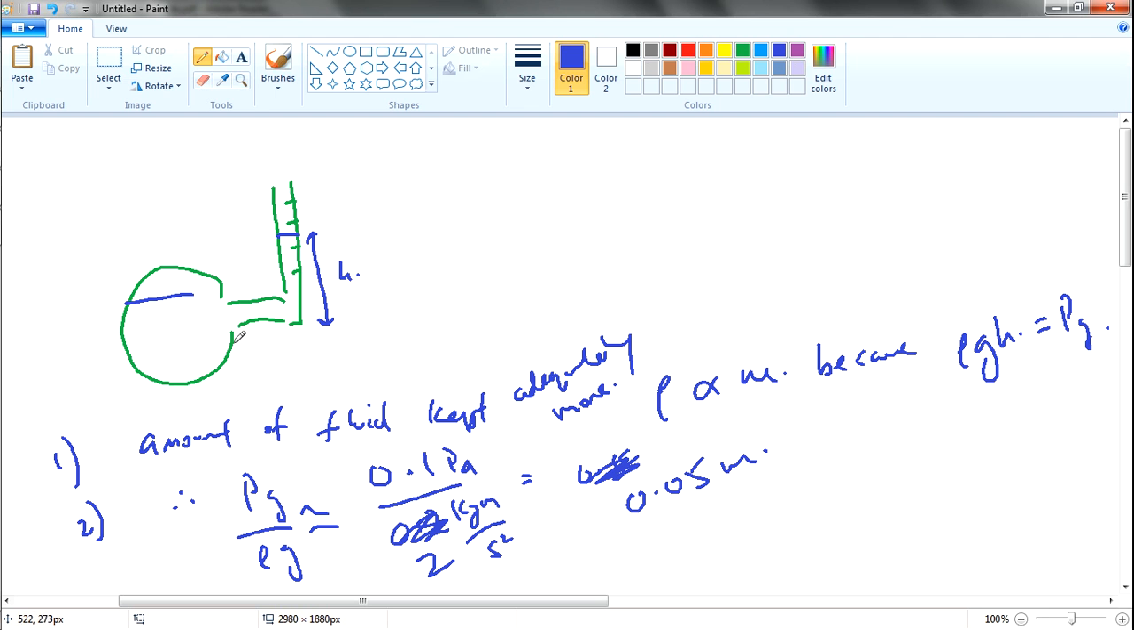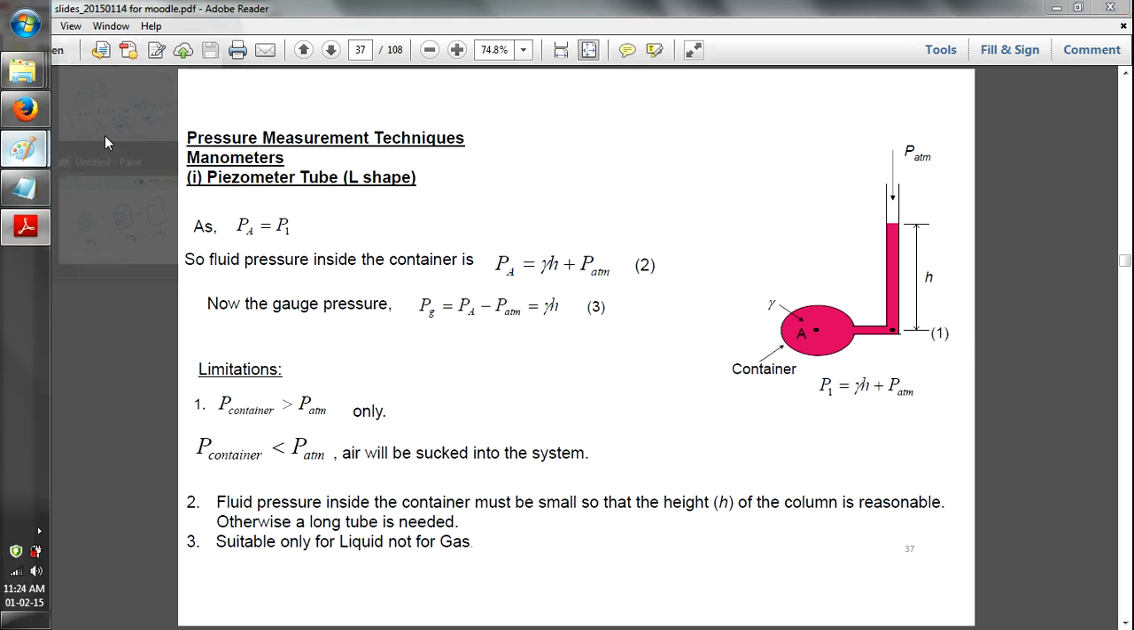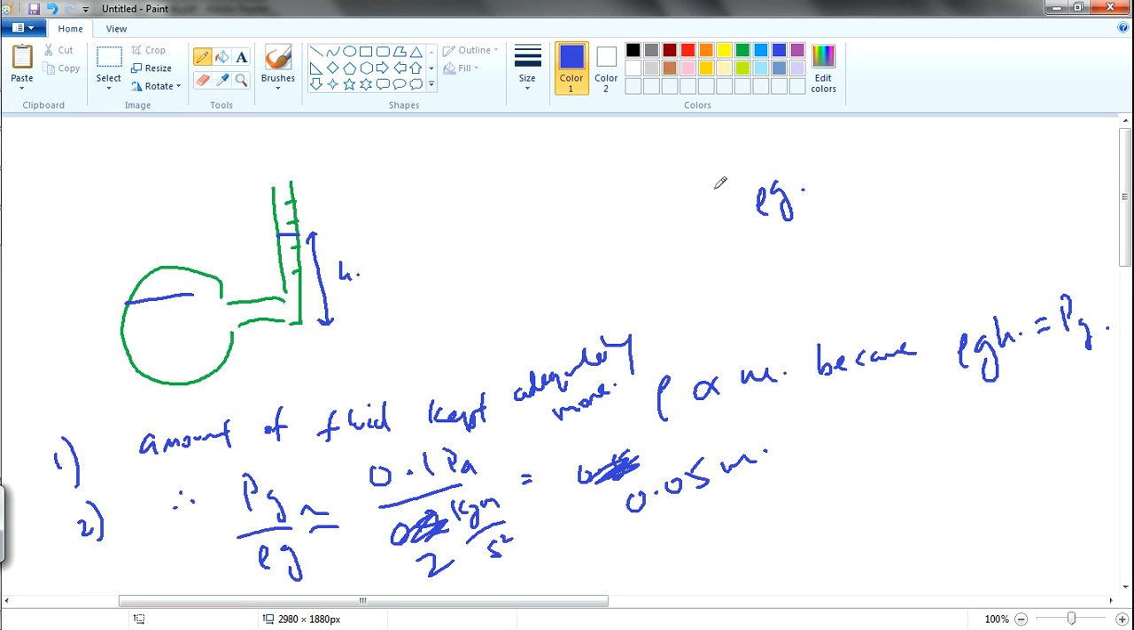The height itself is dependent on rho and g. As you can see in the equation, the gauge pressure is equal to gamma times h, which is rho g h. So if the rho g is big enough, the amount of h will actually be smaller. This is why the amount of fluid has to be kept adequately large.